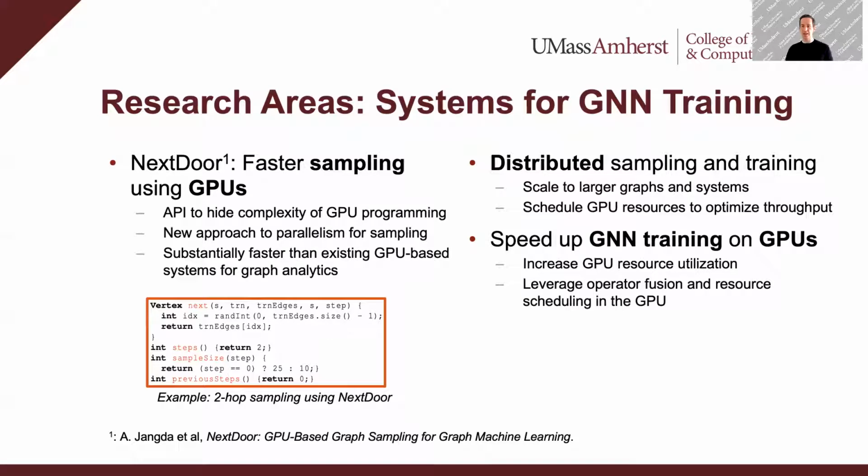And we are also working on speeding up graph neural network training on GPUs, not just the sampling process, but also the training. The idea here is to increase GPU utilization by using techniques like operator fusion and resource scheduling.